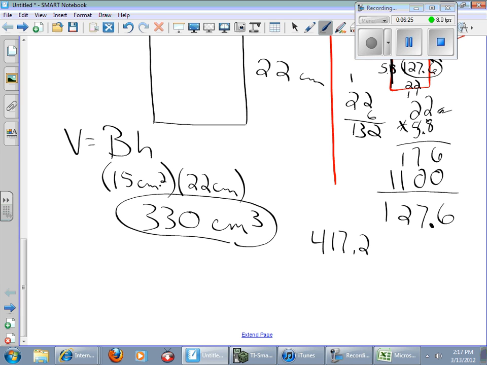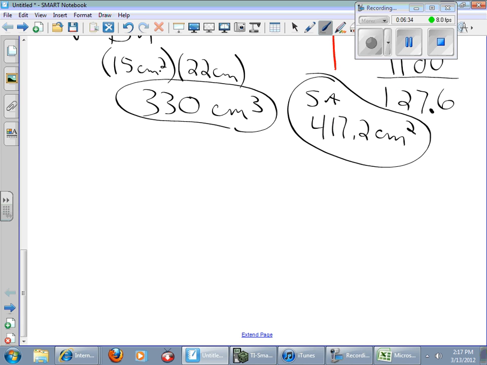417 and 2/10 centimeters squared. That is the surface area of the triangular prism. It's a little bit more work, but it's certainly not hard. All right, number 3. Number 3 is just like a problem from the previous night.